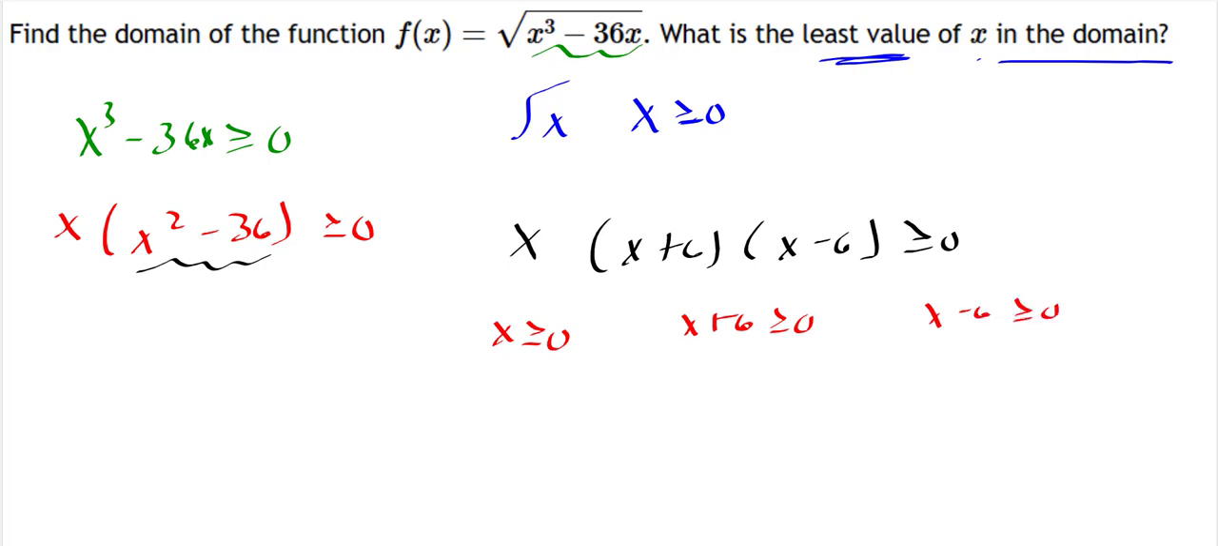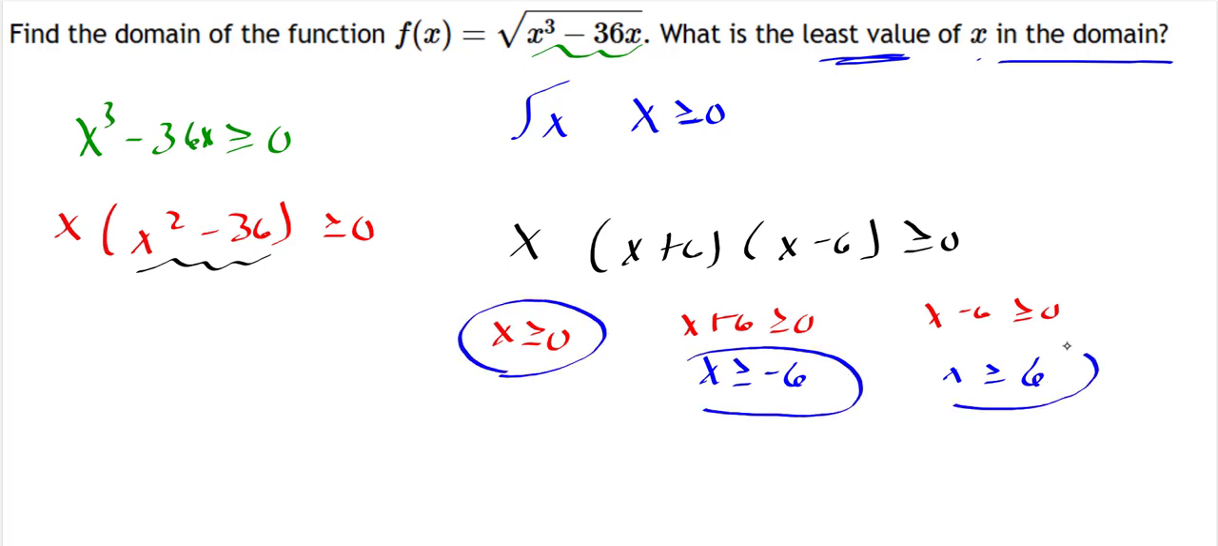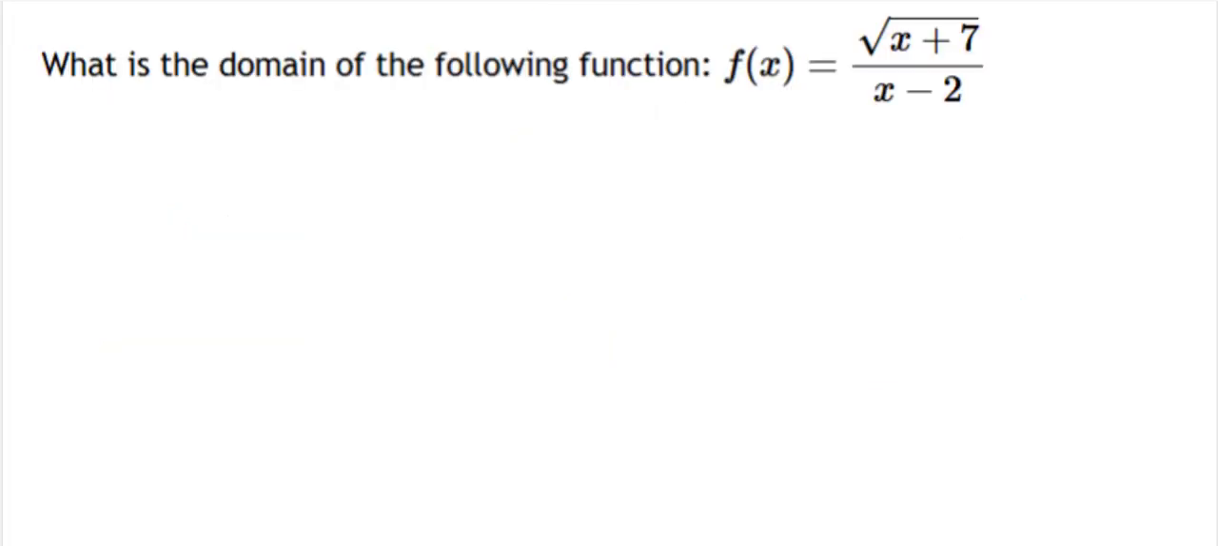And I solve them. So x is greater than or equal to negative 6, x is greater than or equal to 6. So I have all of these. x has to be greater than 0, x has to be greater than or equal to negative 6, and x has to be greater than 6. Well, those are all values. What is the least? The least is negative 6.